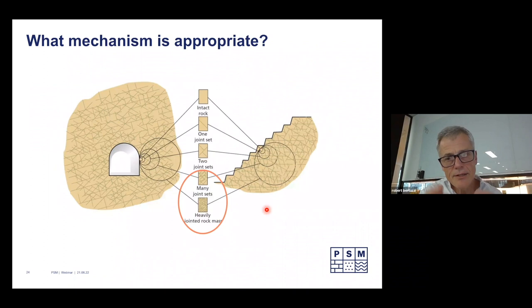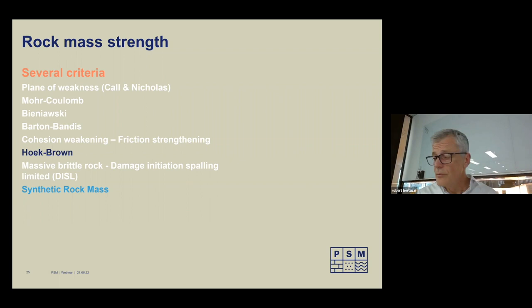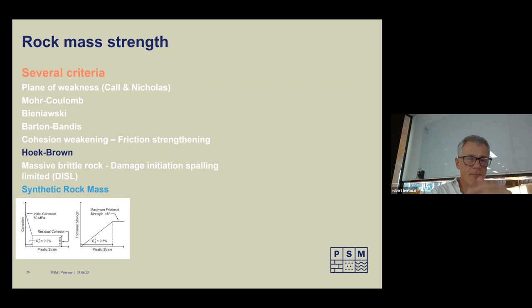All right, so now we're going into the mechanisms that involve the rock mass. Let me get rid of that dot there. So we have lots of criteria for rock mass strengths. Not as many as for the intact, but there are still quite a few. Some of them you know about, and some you may not have seen before.